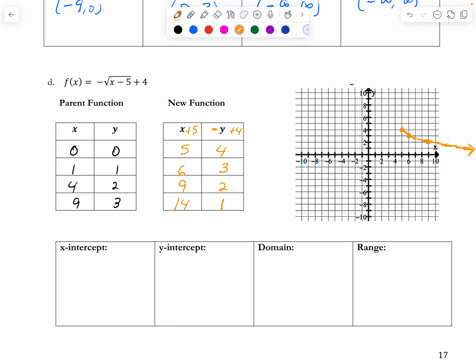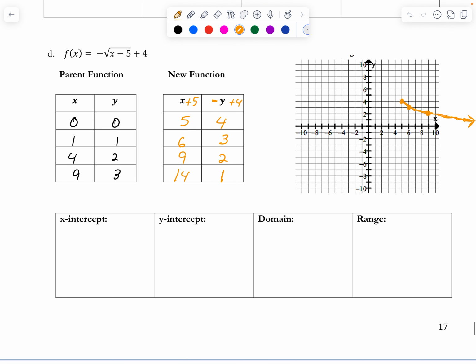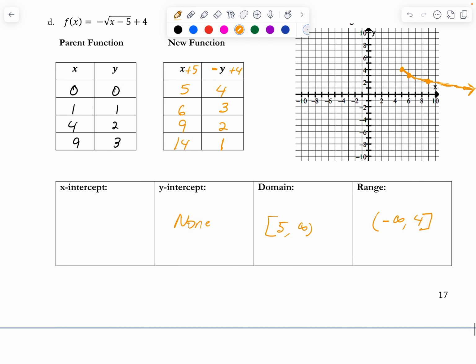There we go. Okay, so my domain, my lowest x value is 5. And the range is a little tricky. I'm actually going down forever. So -infinity, 4 is my highest y value. I'm not going to have a y-intercept because I'm not going to keep going that way, so none. And I will get an x-intercept at some point.